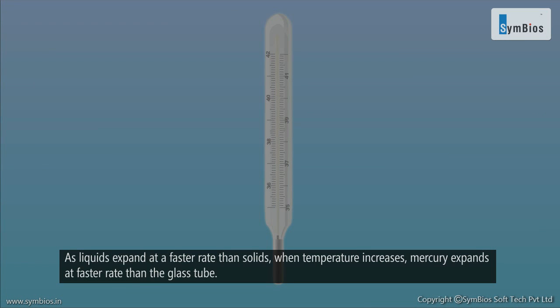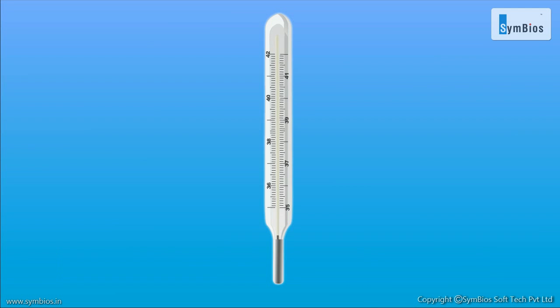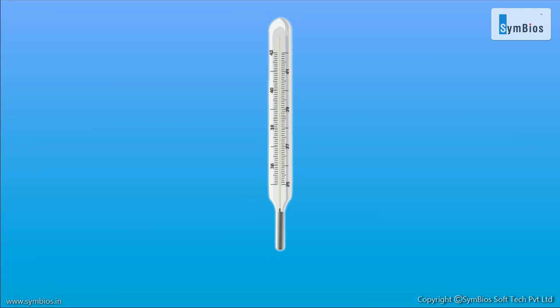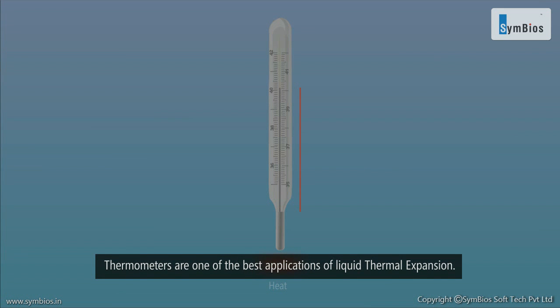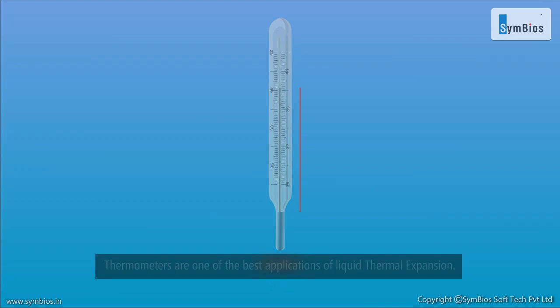As liquids expand at a faster rate than solids, when temperature increases, mercury expands at a faster rate than the glass tube. The volume of the mercury increases remarkably for a small rise in temperature. As it flows in a narrow column of a glass capillary, we can see the height of the mercury rising with a little rise in temperature. Thus, thermometers are one of the best applications of liquid thermal expansion.